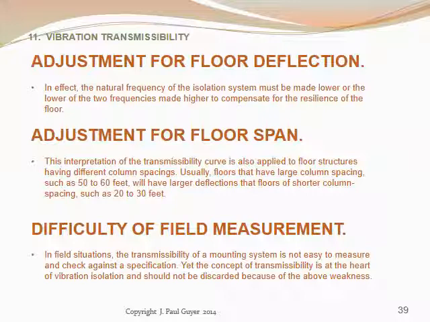Usually floors that have large column spacing, such as 50 to 60 feet, will have larger deflections than floors of shorter column spacing, such as 20 to 30 feet. To compensate, the natural frequency of the mounting system is usually made lower as the floor span increases. All of these factors are incorporated into the vibration isolation recommendations discussed.